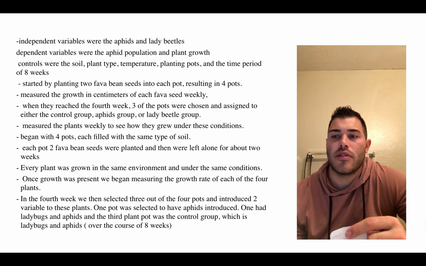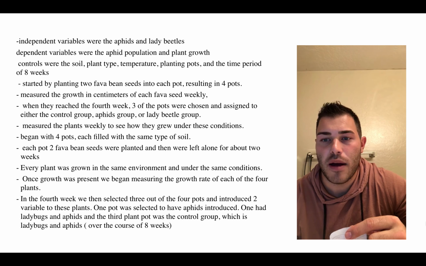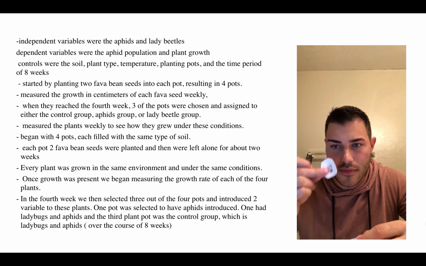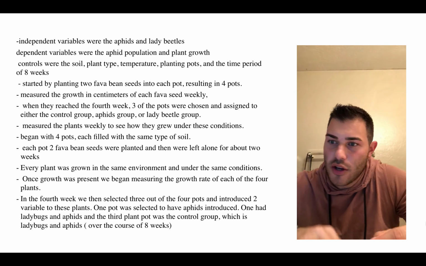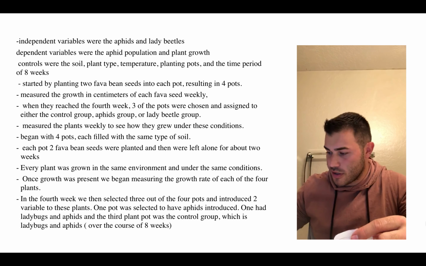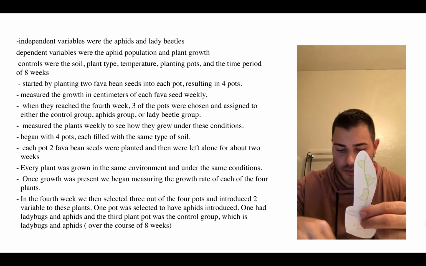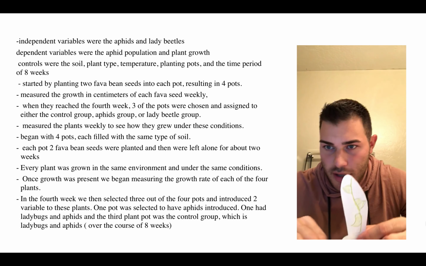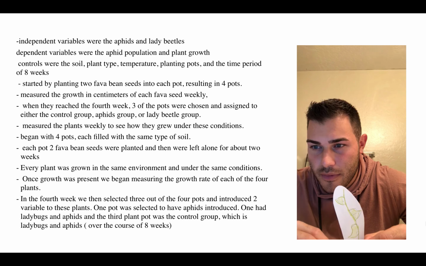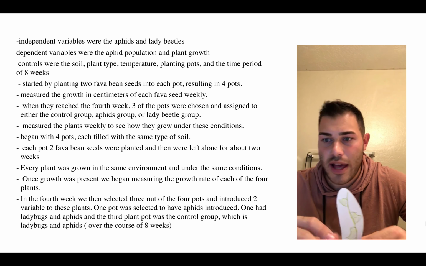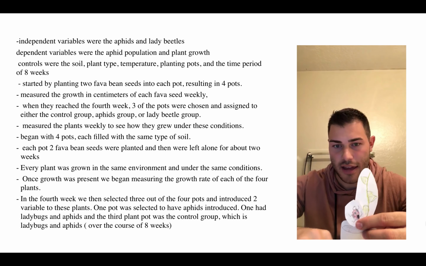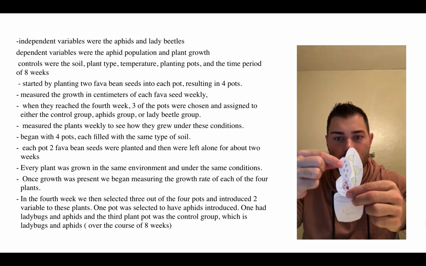In the 4th week, we then selected 3 out of the 4 pots and introduced 2 variables to these plants. The variables which would be ladybugs and the aphids. So one pot was selected to have aphids introduced. So we have one pot here, little aphids introduced to this plant. One pot also had ladybugs and aphids, so both of these variables in the plant there.